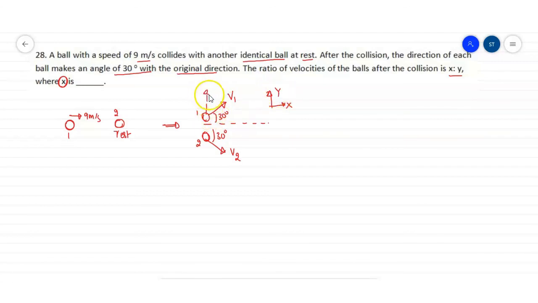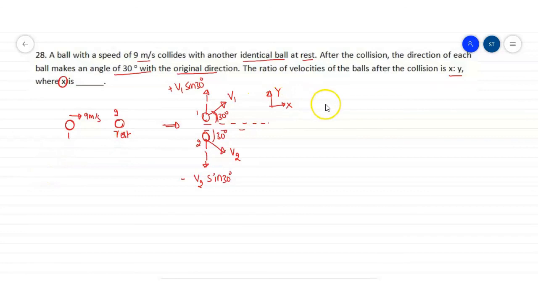Now take the component of each ball in y direction. If this is 30 degrees, component along x direction will be v1 cos 30 and along y direction will be v1 sin 30. This is along positive direction, so I am taking it as plus. Similarly, its component along y direction will be v2 sin 30 along minus y direction, so I am taking it as minus. There is no external force acting on the system, so linear momentum will remain conserved.